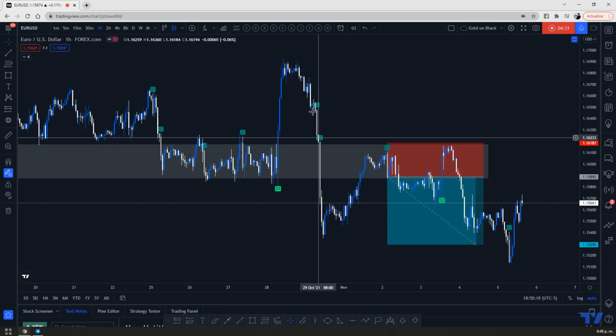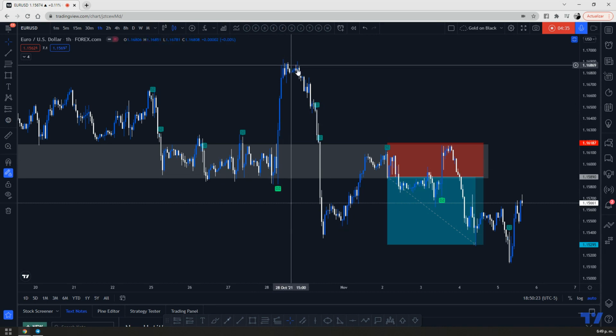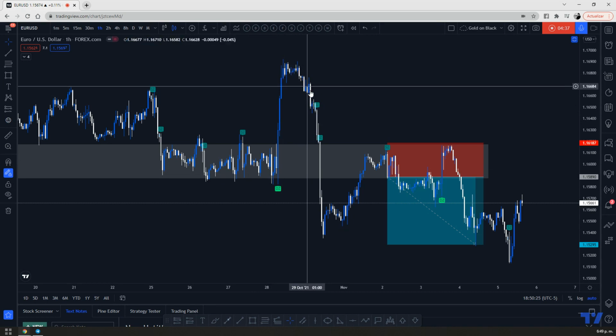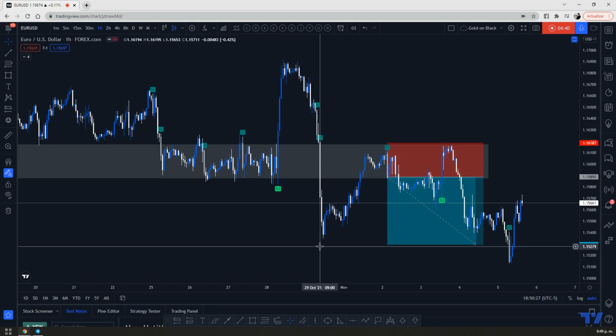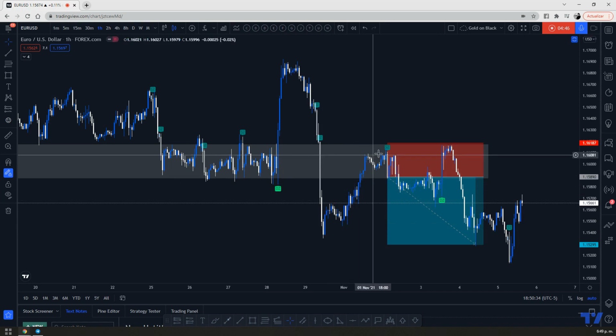Already the market is telling you it doesn't want to go up anymore. Even though right here there were a lot of buyers, the sellers got in control and broke down. This is aggressive selling. This is what we're looking for. This aggressive selling right here, the price coming back to the zone.